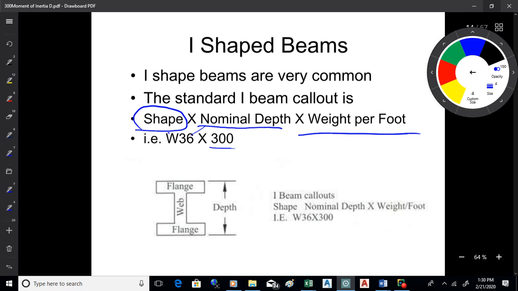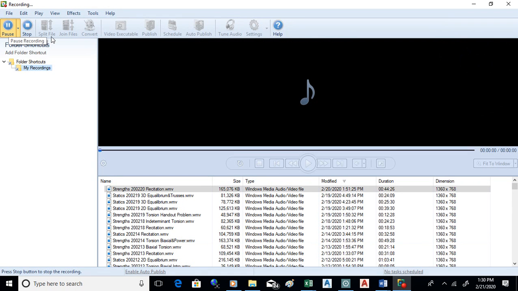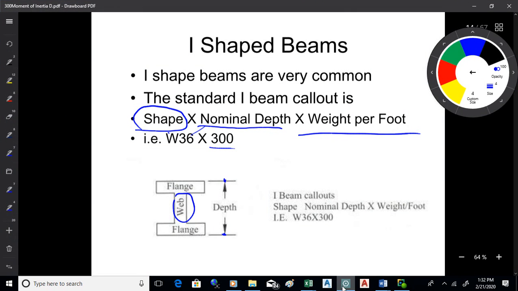The horizontal pieces are flanges. They're joined together by a web from outer flange to outer flange. It's called the depth. Okay. So we all right with that? What are the next term, the nominal depth? The nominal depth, if you look on a table of I-beams, what you'll see is they're not exactly the first number in depth. They range a little bit. All right, we just went to a table of I-beams.